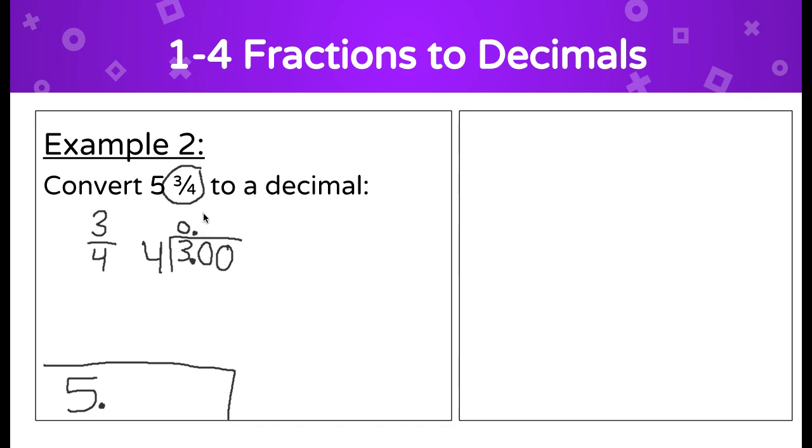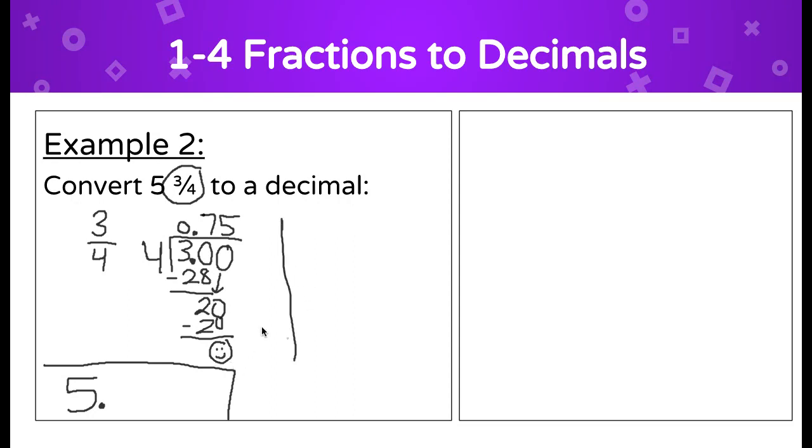So 4 goes into 30 7 times. 7 times 4 is 28. We go ahead and subtract. 30 minus 28 is 2. I bring down my 0. 4 goes into 20 5 times. And so 5 times 4 is 20. We subtract, we get 0, which is what we want, right?